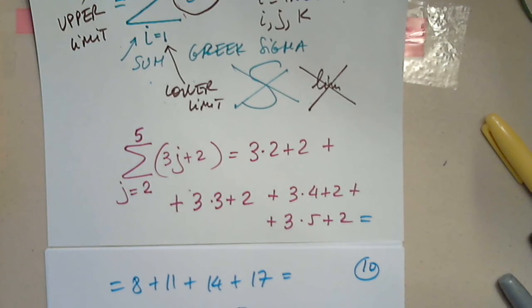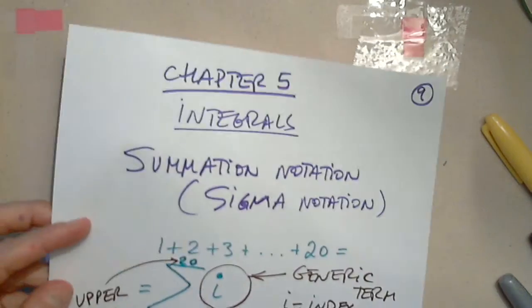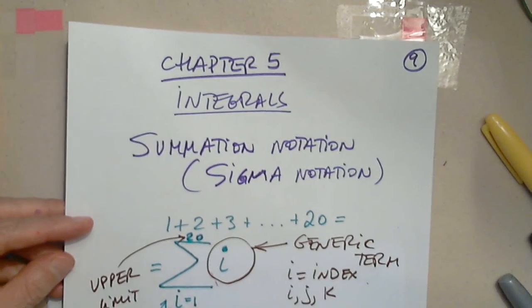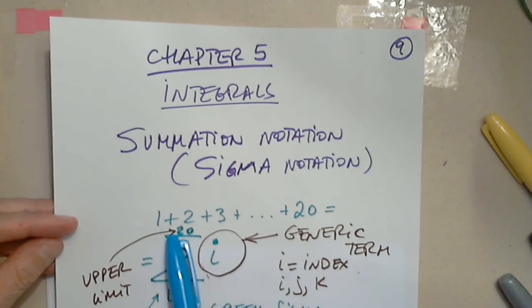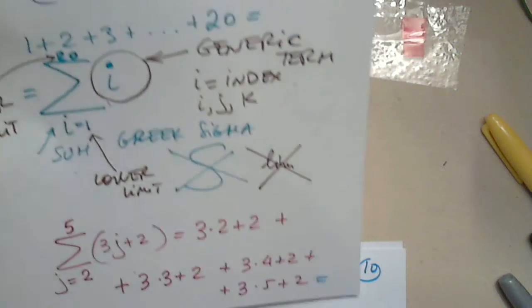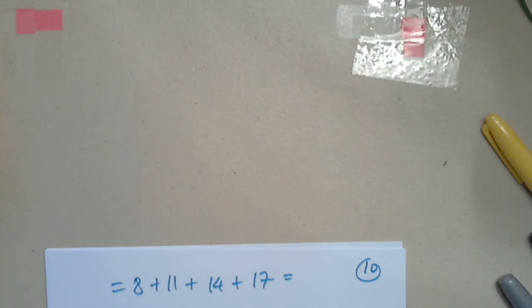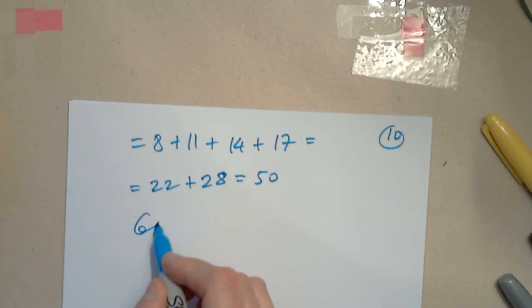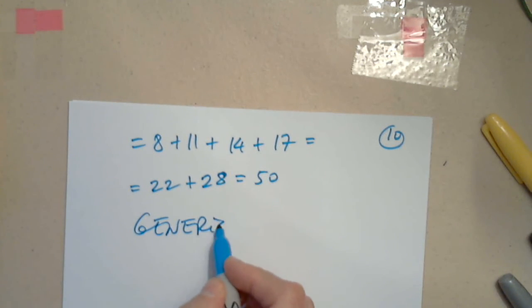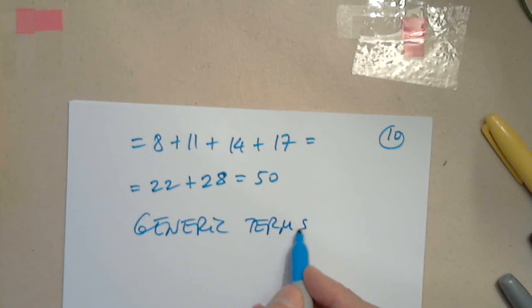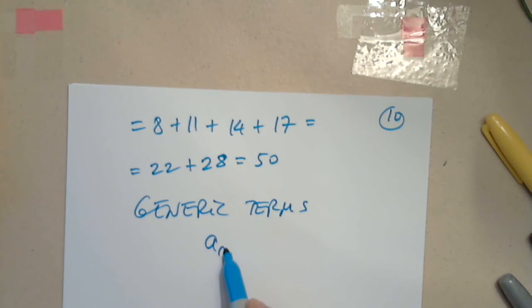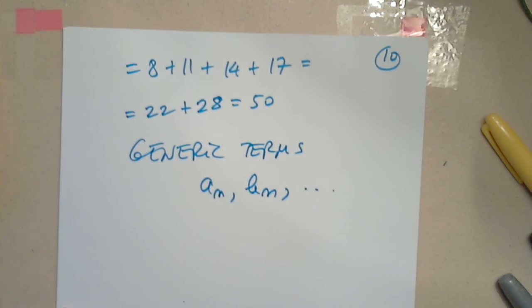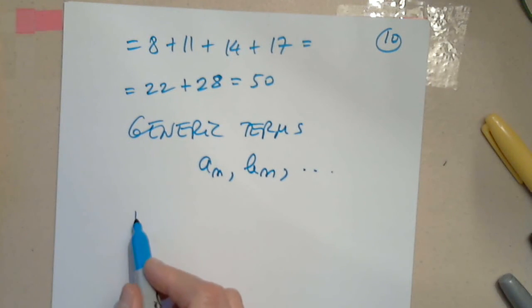So there are some properties. Of course, every time we invent, we didn't, the Greeks did, but every invention follows with some properties. So here are the properties. Generic terms can be written as A sub n, B sub n, and so on and so forth. So here's the first property.